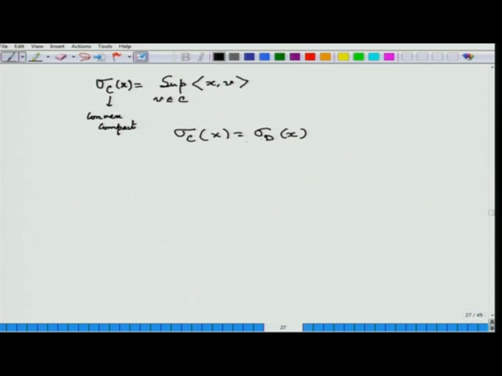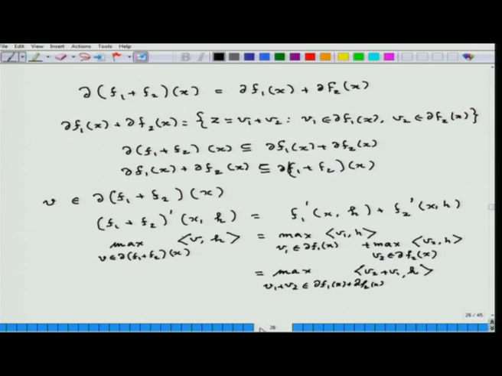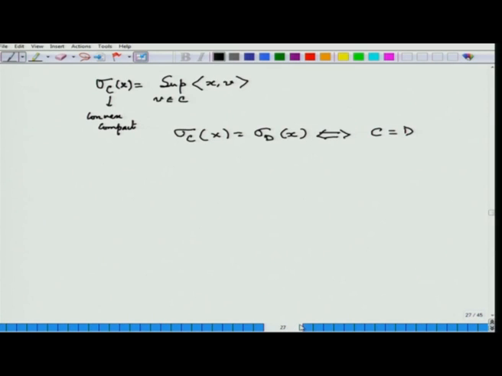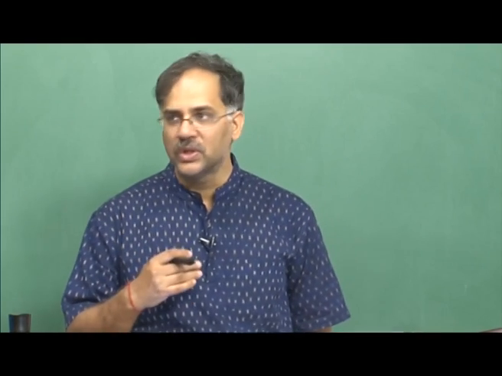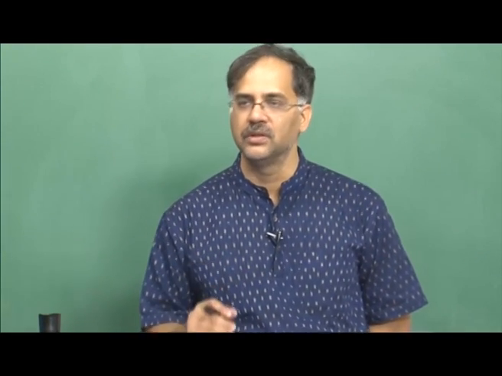So, what you can prove is that if you have two convex compact sets, then this is equal to this if and only if C is equal to D. This fact would lead us to conclude this fact, this one. Okay. So, one of the major calculus rules looks like it works for subdifferentials.